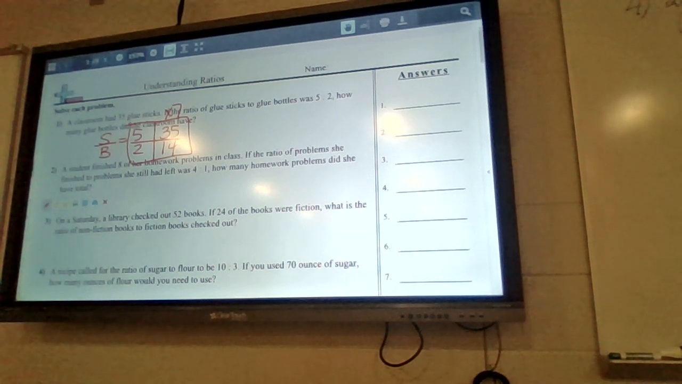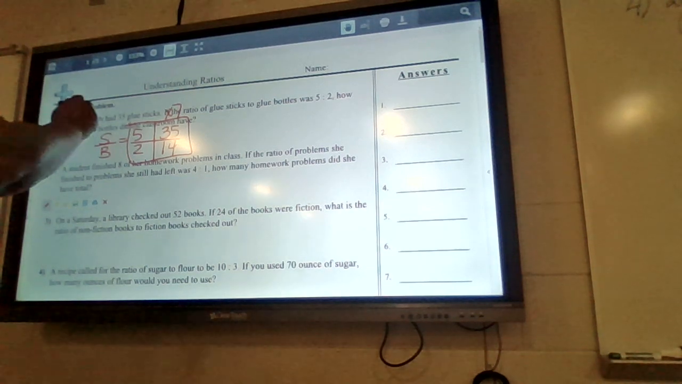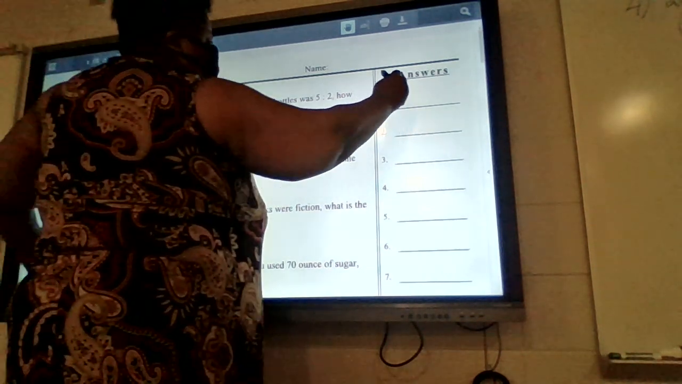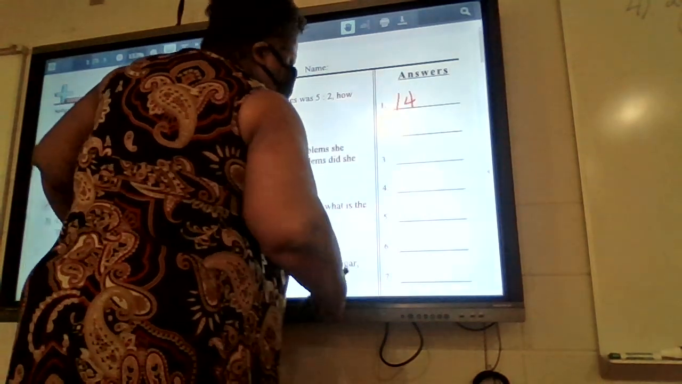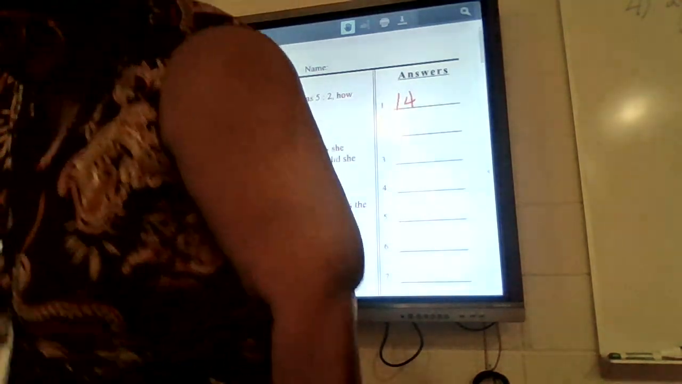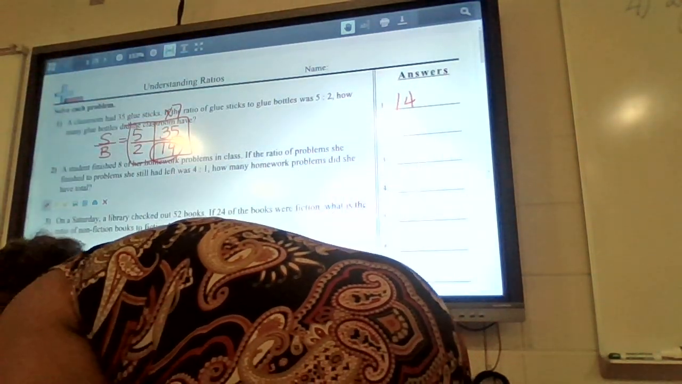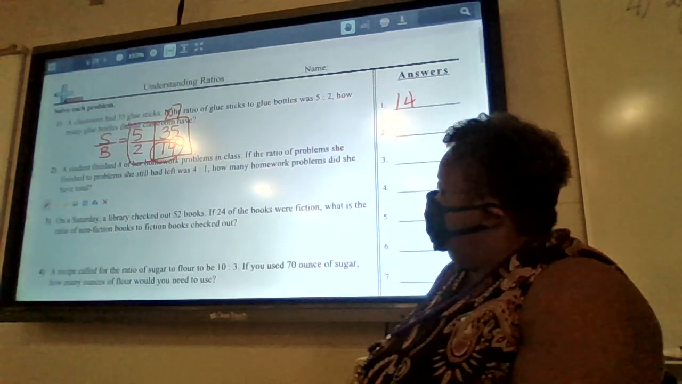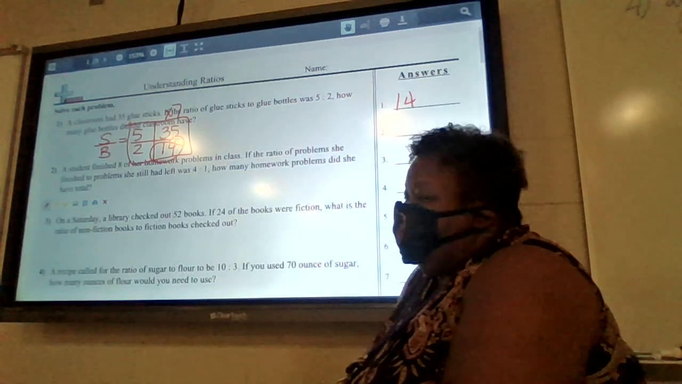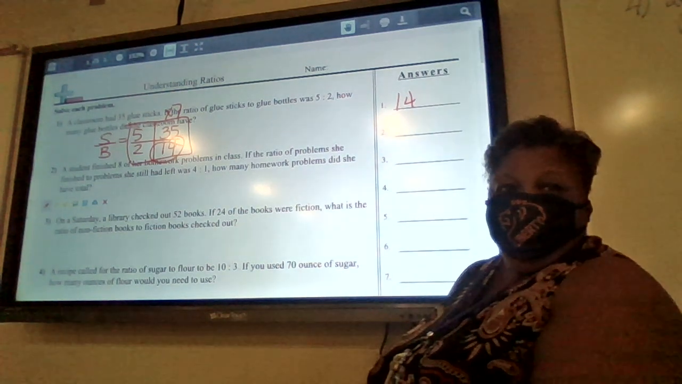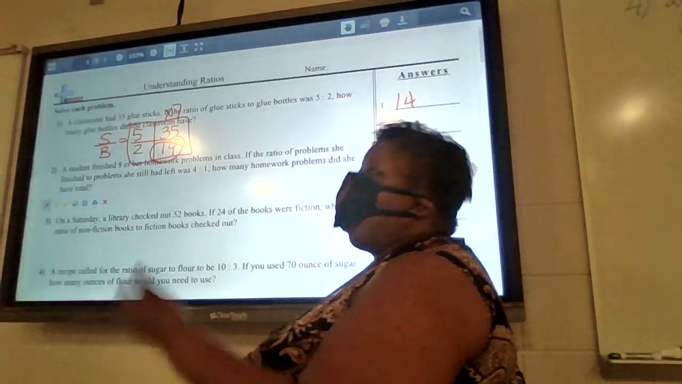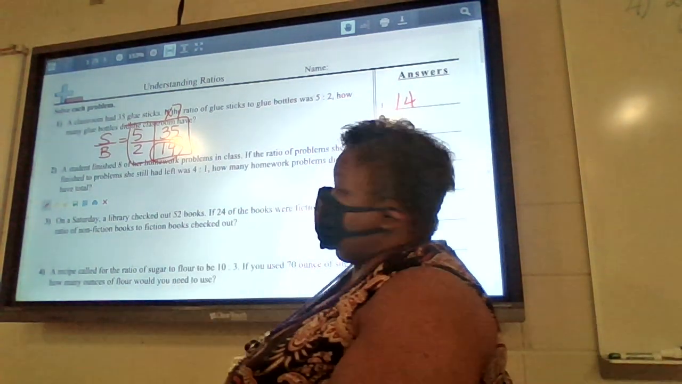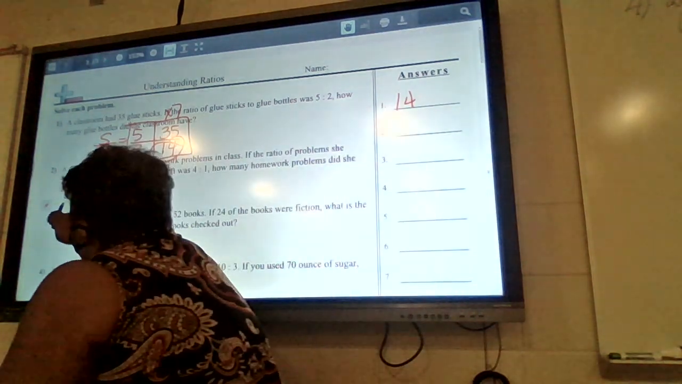All right. So 5 times 7 is 35. 2 times 7 is 14. So my answer is right here. So we had 14 bottles of glue. Any questions about that one? Okay. So you just get all the numbers and then find the equivalent fraction. Same thing here. Let's do this next one.